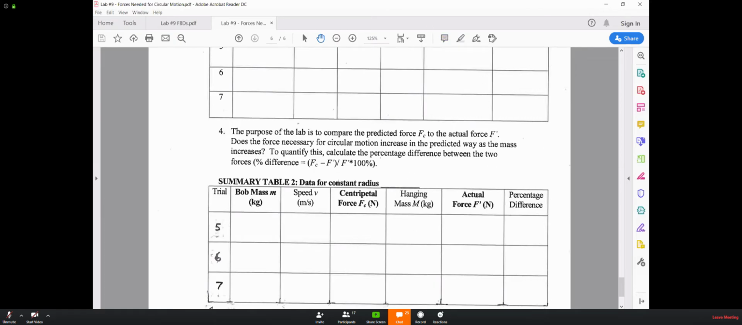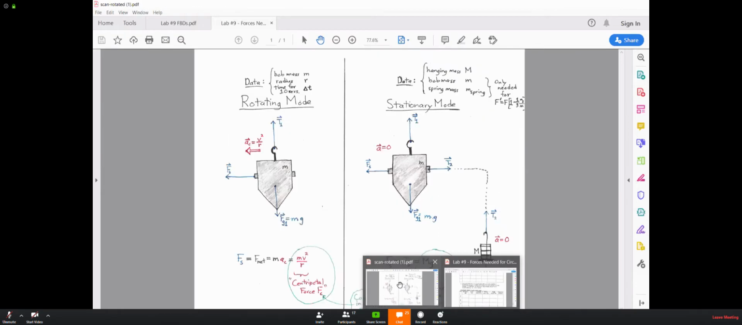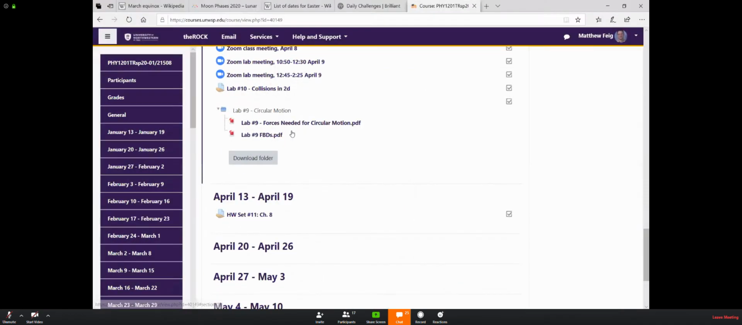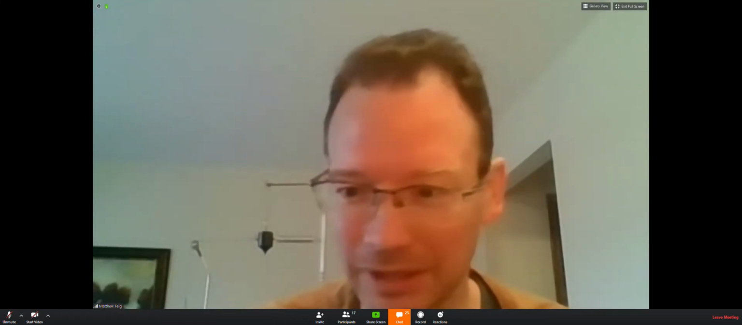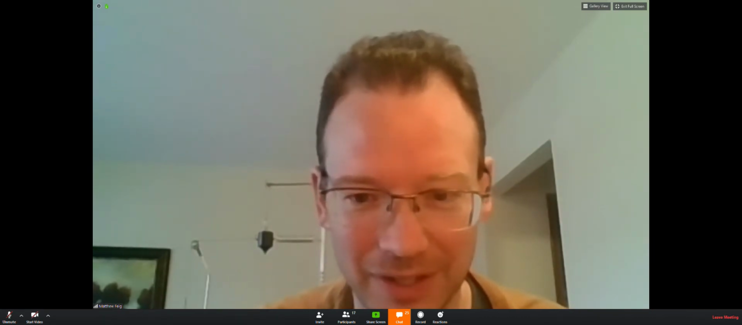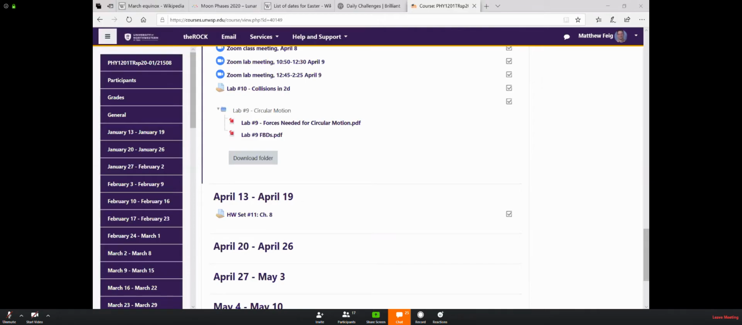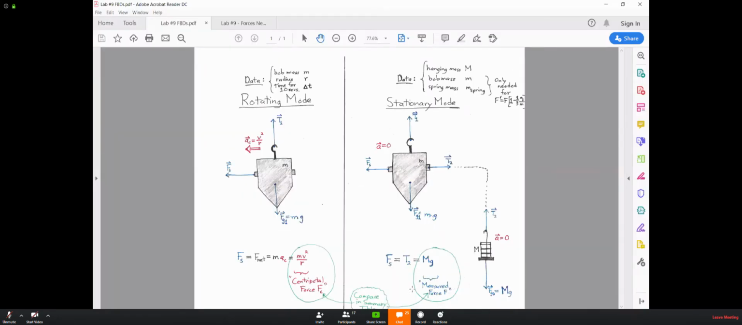Okay, here's the other thing I'd like to point you to. This is the other file on Excel, the forces needed for circular motion PDF. FBDs, free body diagrams. Looks like I'm jumping around. I don't know if you guys can hear me. How's it working? Okay, going back. What does the free body diagram sheet look like?